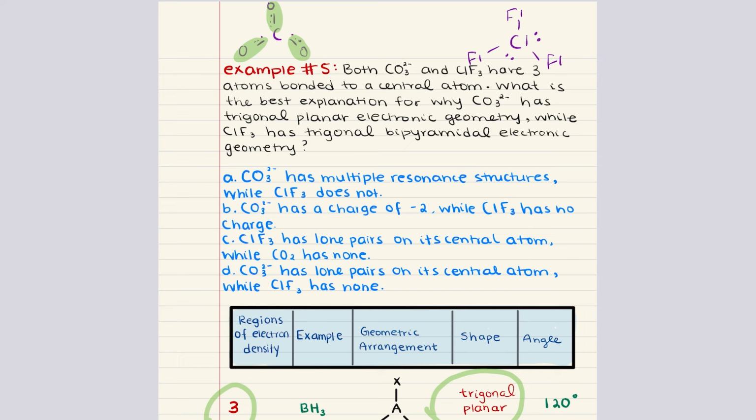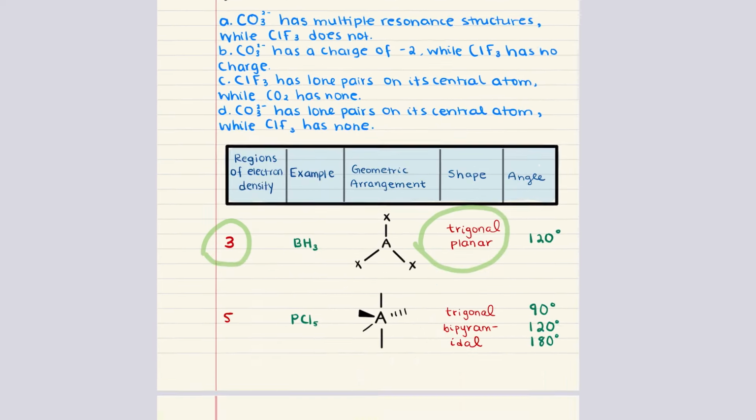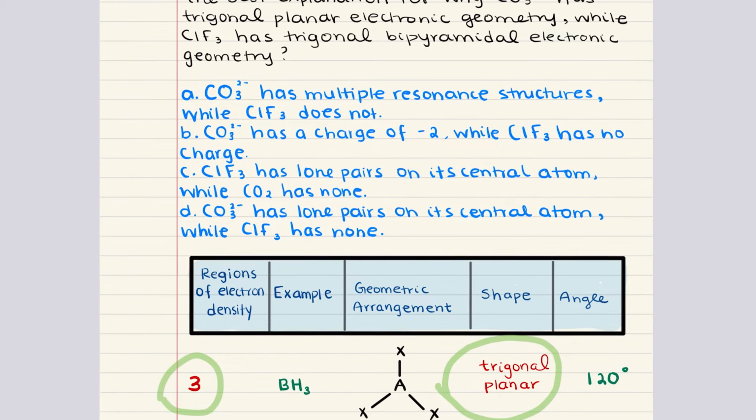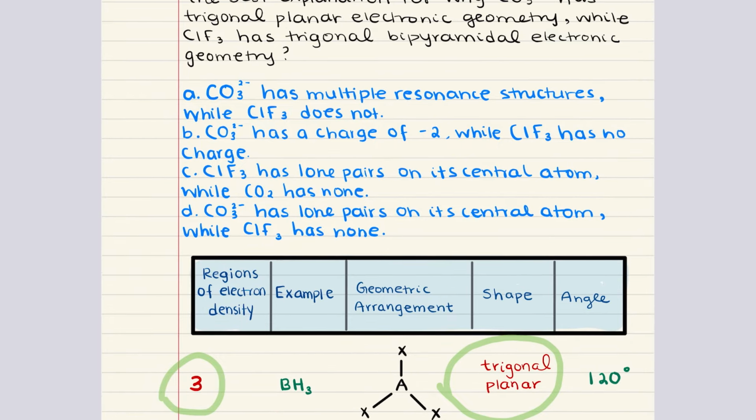So in this chlorine trifluoride molecule, there are 3 bonding pairs, 1 for each chlorine-fluorine bond, and then there are 2 lone pairs on the chlorine atom. And so according to VSEPR theory, for this molecule, we have 5 regions of electron density. And when you have 5 regions of electron density, the electronic geometry is going to be trigonal bipyramidal. Okay, keeping that in mind, let's go ahead and work through the answer choices now that we know this.